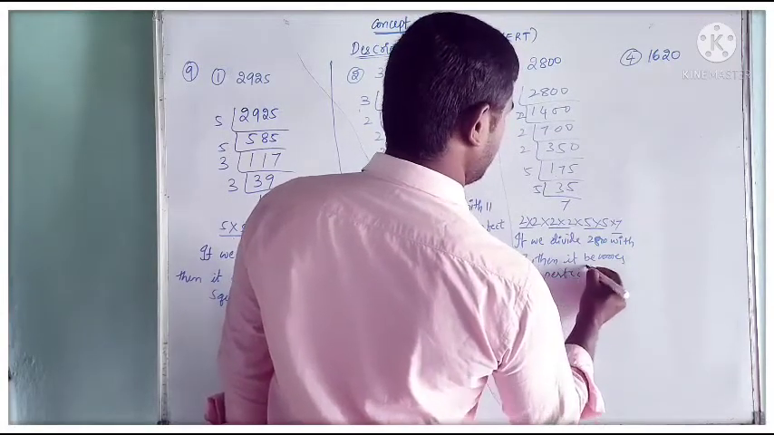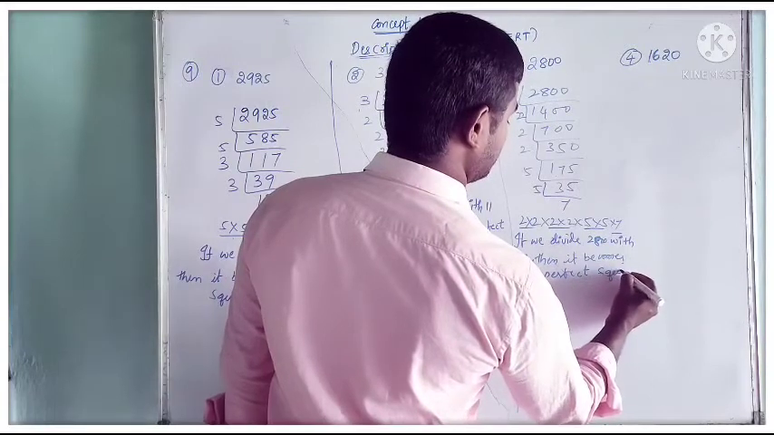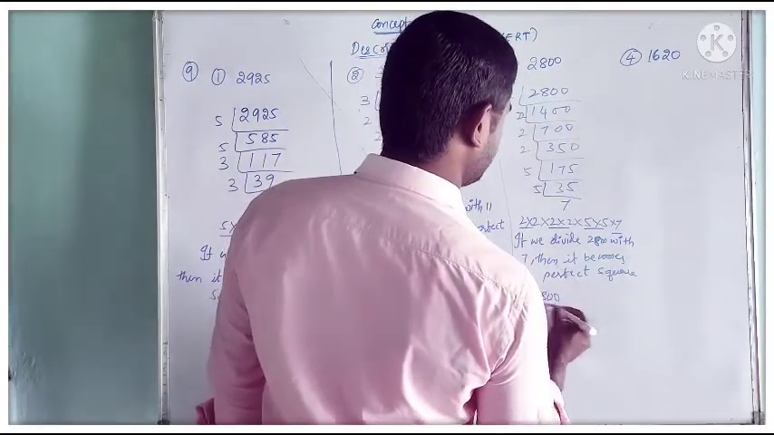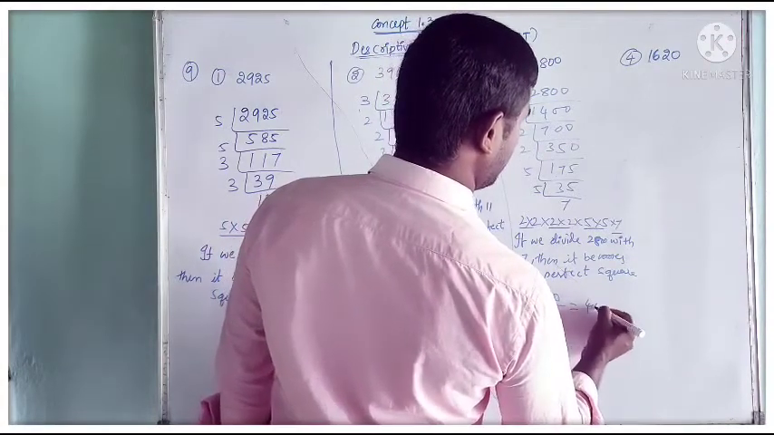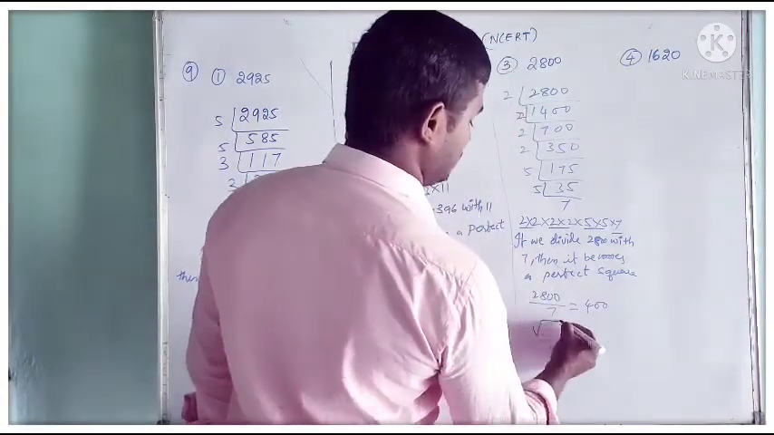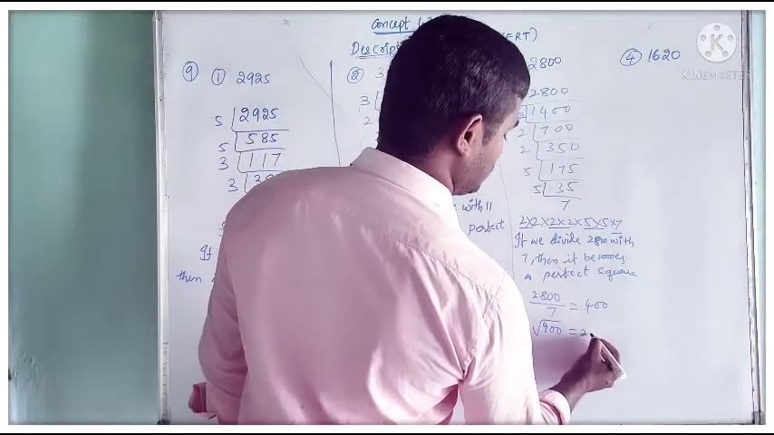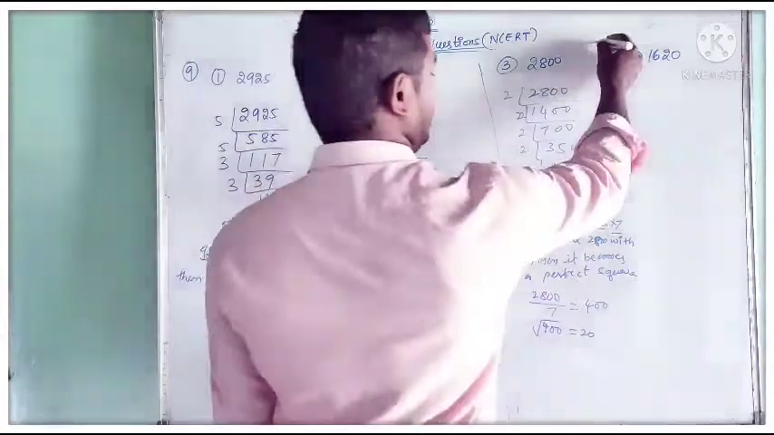Becomes a perfect square. So then if we divide 2800 by 7, it becomes 400. So the square root of 400 equals 20. Okay, next number.